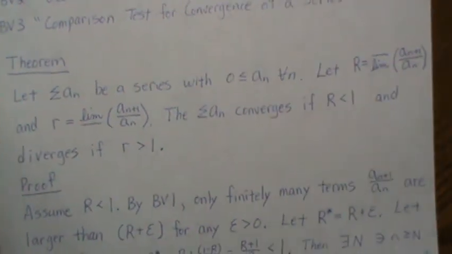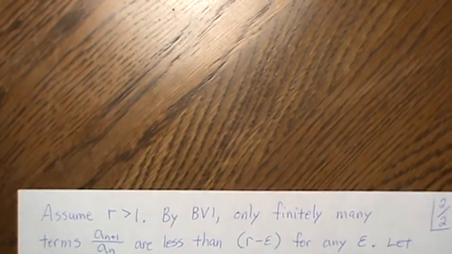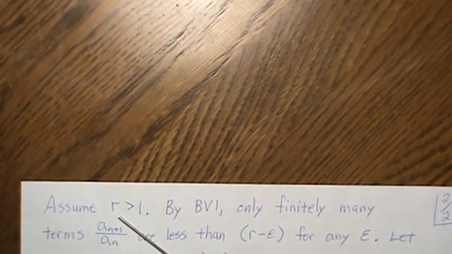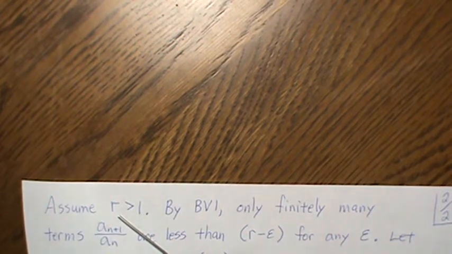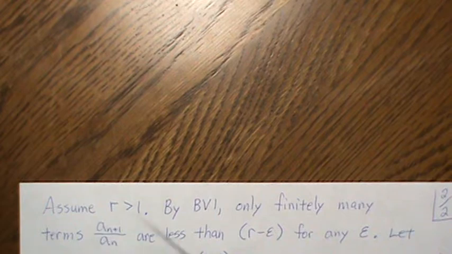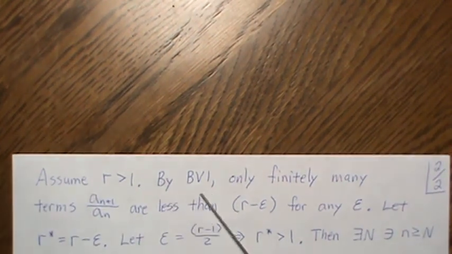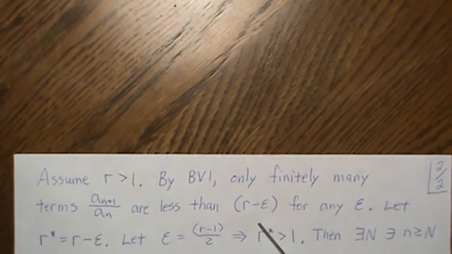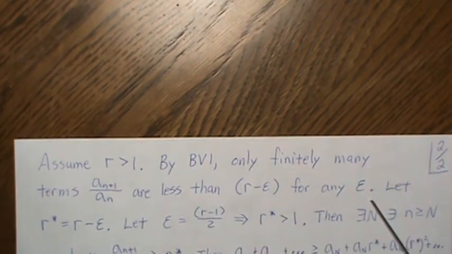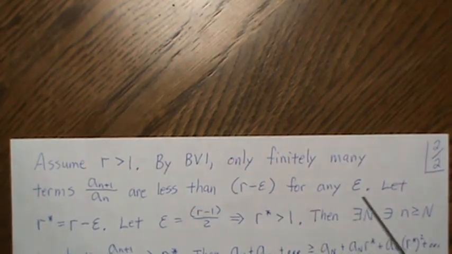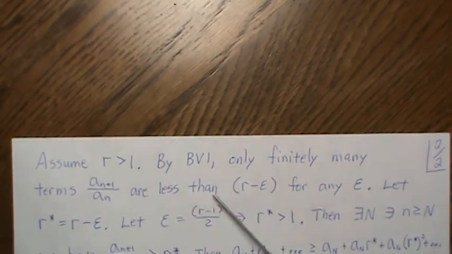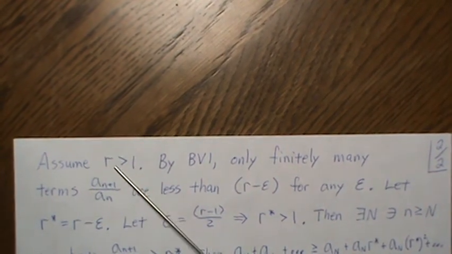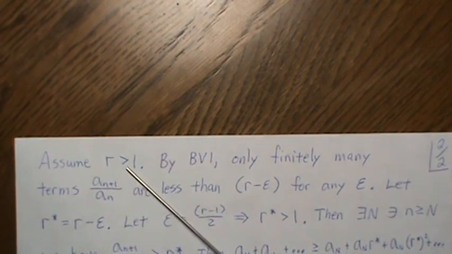Now we'll do it for when little r is greater than 1. And it's actually very similar. So this is the limit infimum, so it's actually the largest accumulation point of the ratios. So by BV1, only finitely many terms of this are less than r minus epsilon. This is for any epsilon. So now, since r is greater than 1, we want r minus epsilon to be between these. So r minus epsilon is still greater than 1.